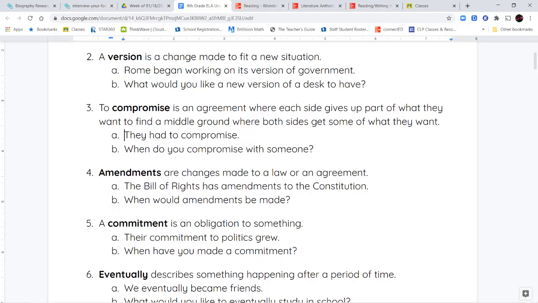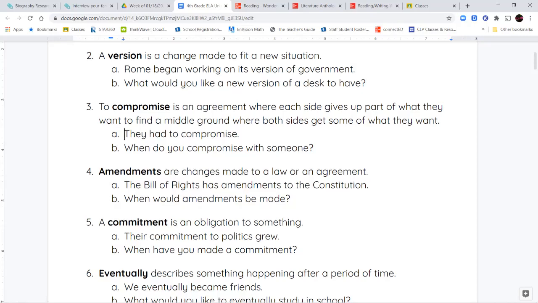Next, we have the word amendments. Amendments are changes that are made to a law or to an agreement. When you amend something, you're changing it or you're adding things to it. So the Bill of Rights has amendments to the Constitution. It's making small changes and additions to it. And that's what an amendment is.